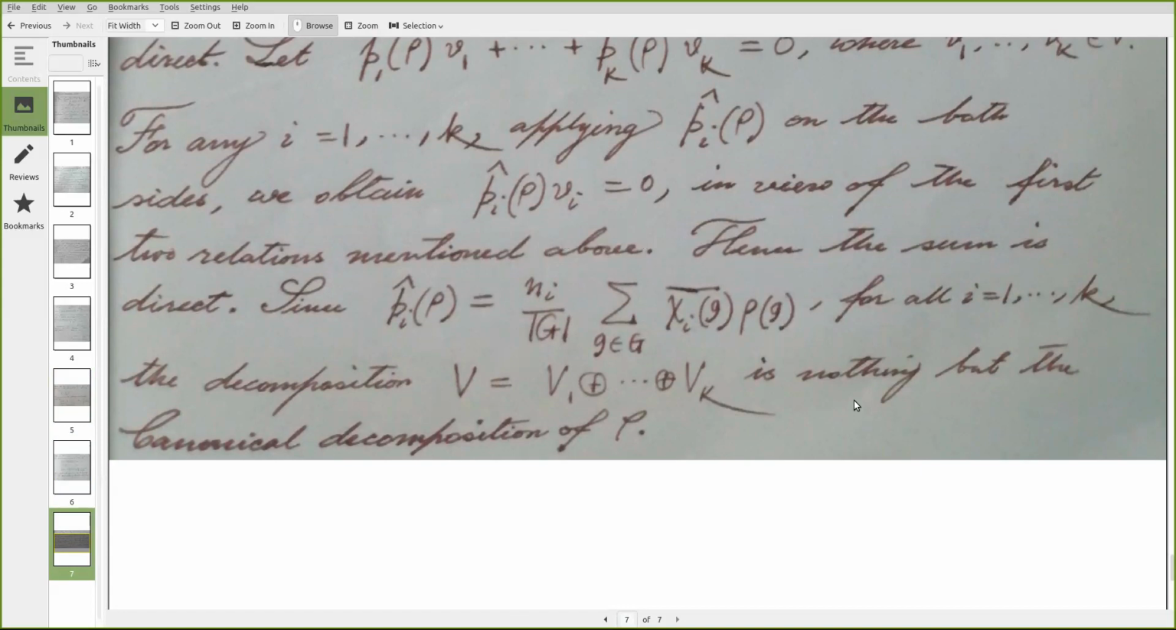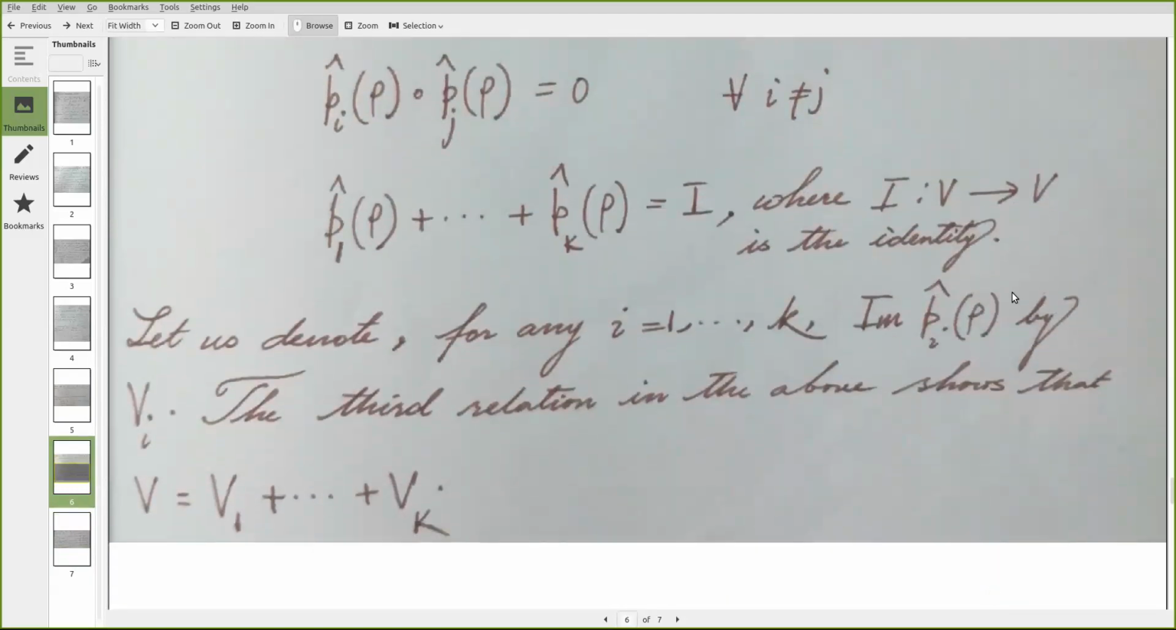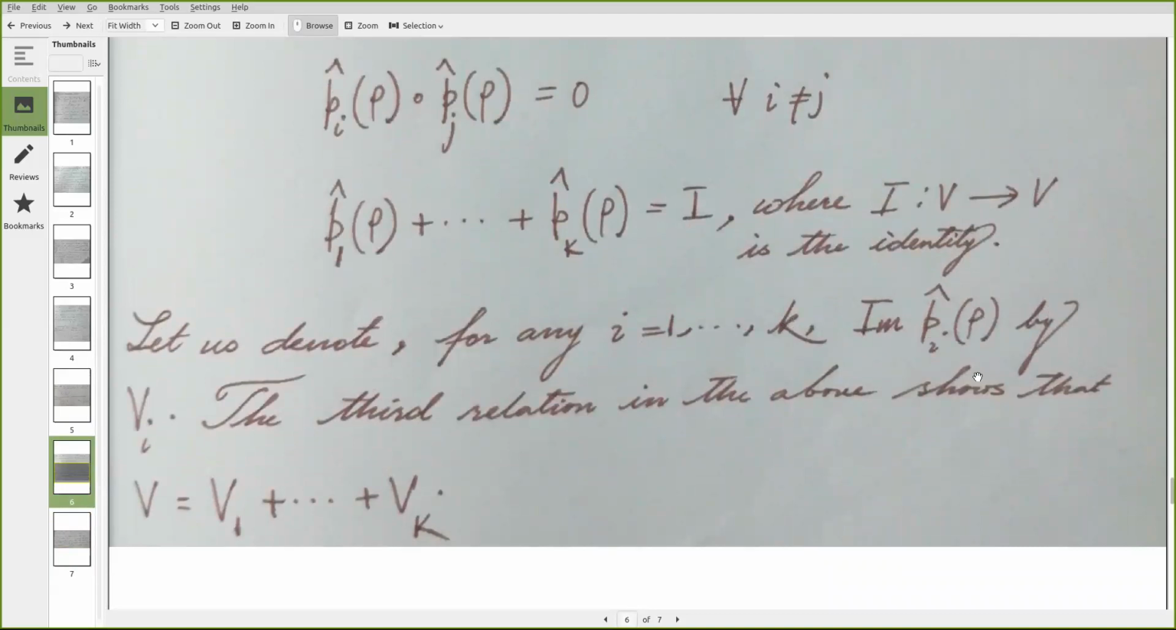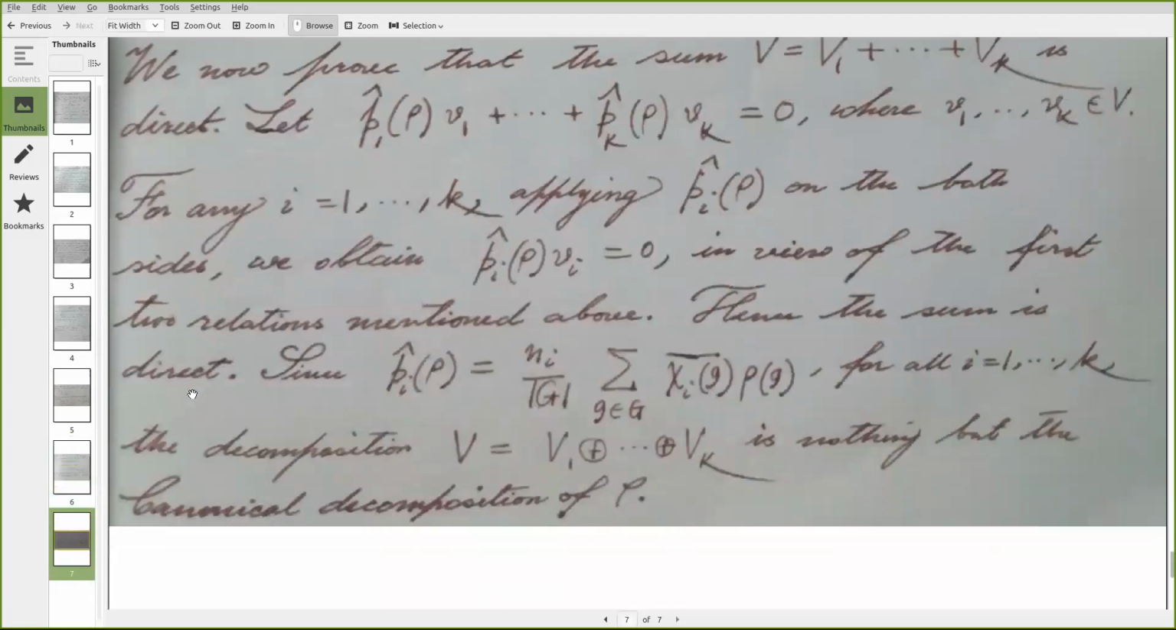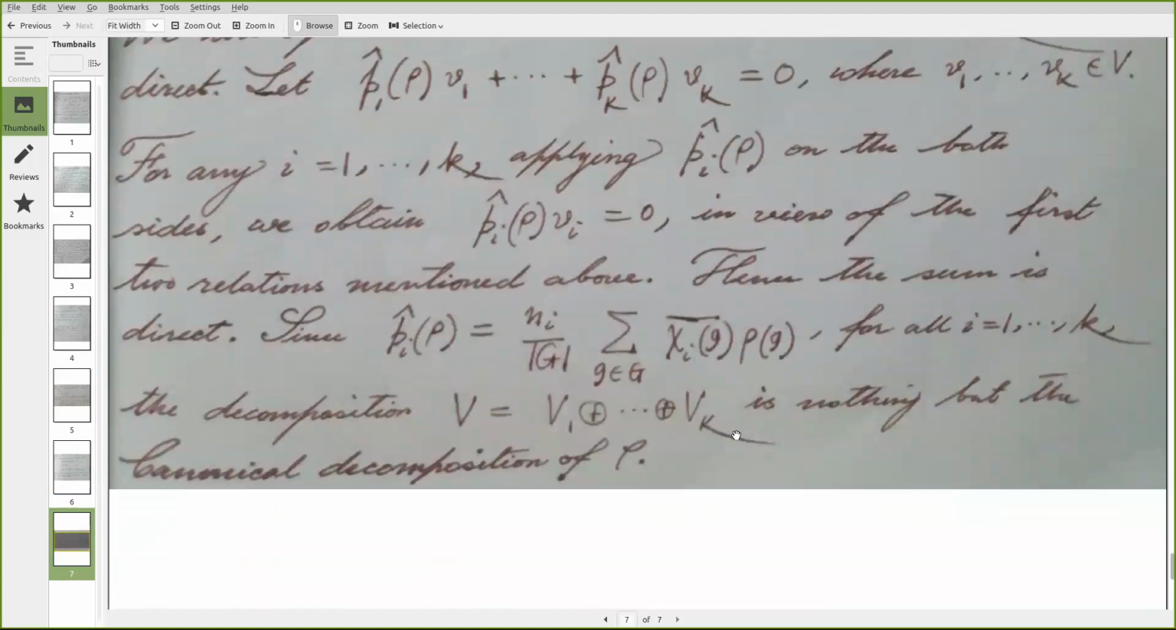So for each i, the Vi defined here is just the image of PI hat rho, since PI hat rho is the PI we considered when we studied the canonical decomposition. So the image of this is the same as the image of that. That is, each Vi here coincides with each Vi there, and therefore it is quite clear that the decomposition we get here is nothing but our well-known canonical decomposition of the representation rho. So this is another way of obtaining the canonical decomposition of a representation.